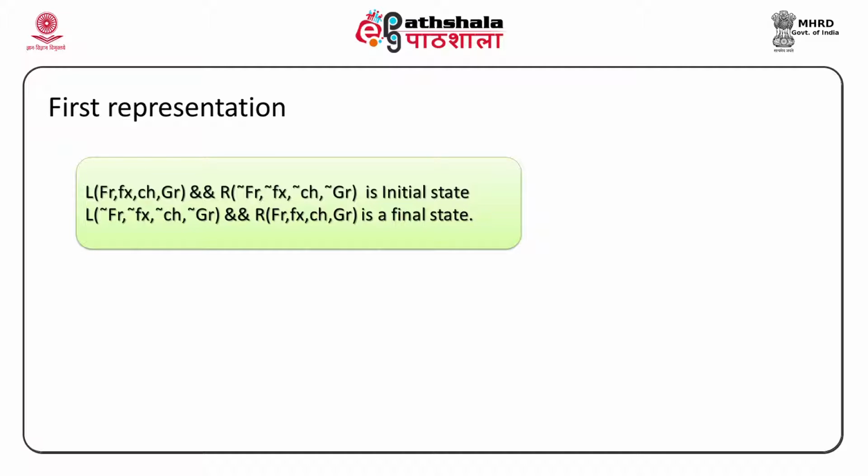What does that mean? We have everything on the left hand side. Okay. And the final state is everything on the right hand side. So, it says L, not FR, not FX, not CH, not grain, and on the right hand side FR, FX, CH and grain. So, it is pretty simple. You have all 4 of them on one side in the initial state, or all 4 of them on the right side in the final state. That is what the state space representation is. Pretty simple? Yeah.